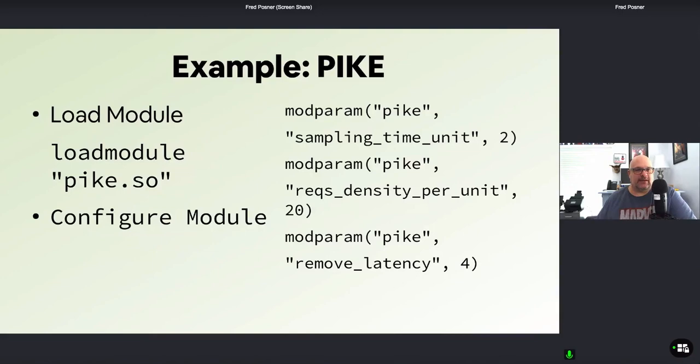So how would you implement PIKE? With all basic modules within Kamailio, you first need to just load the module and then configure the module. And then later on, you can call the module. We load the module by simply saying loadmodule pike.so. We configure the module by entering the sample time unit that we'd like, and the request density per unit. So this is saying, okay, within 2 seconds, if someone hits me with more than 20 different requests, I am going to block them for 4 seconds. And that's just using PIKE.